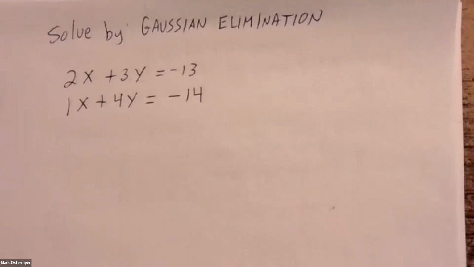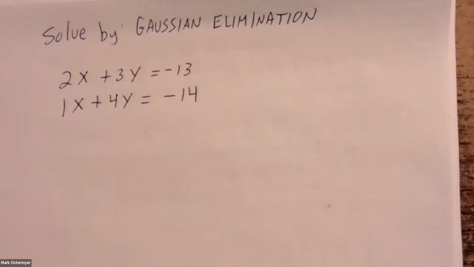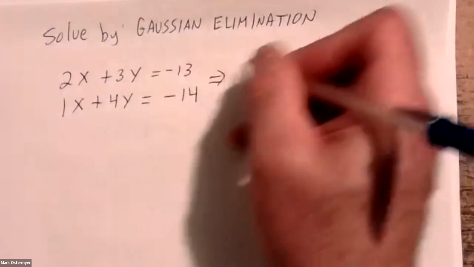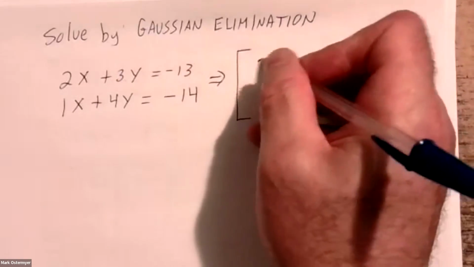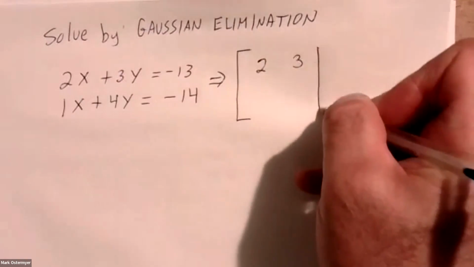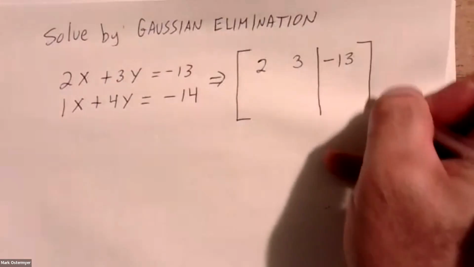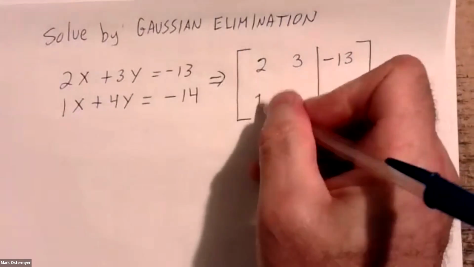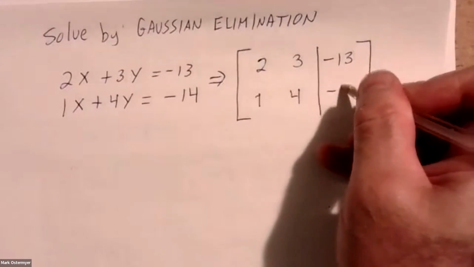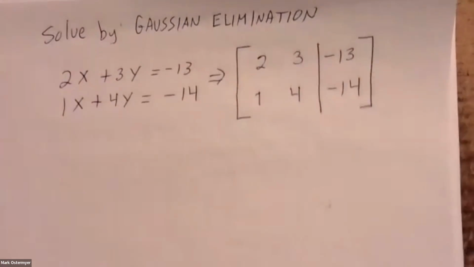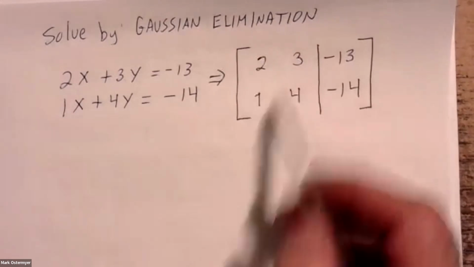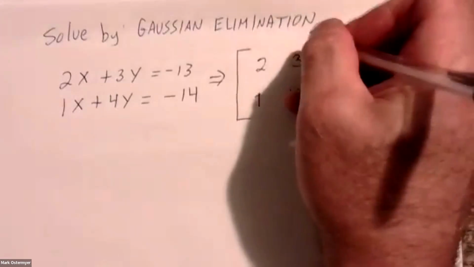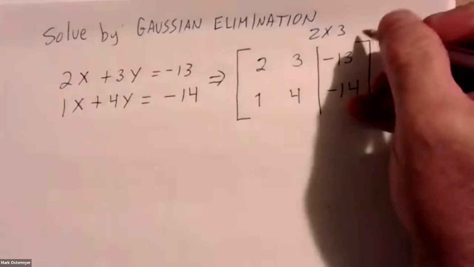All right, the first step is we need to represent this system of two linear equations, two unknowns, by using an augmented matrix. So here we go. The first equation will be entered in as 2, 3, vertical line, negative 13. Second equation is entered in as 1, 4, vertical line, negative 14. That's how we represent our system in a 2 by 3 matrix. 2 rows by 3 columns. Okay, this is a 2 by 3 matrix.